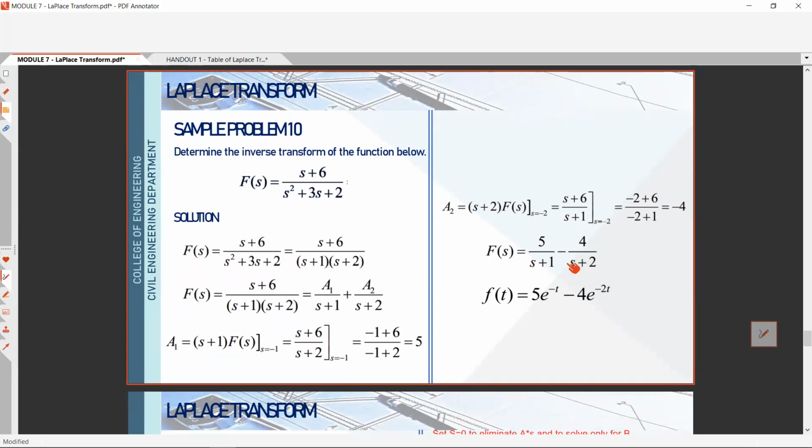Okay, S plus 1 and S plus 2 is recognizable na siya sa table of Laplace transform. That is equivalent to e raised to negative alpha t, where alpha is equals to 1 and yung alpha is equals to 2. So this is our final answer na.